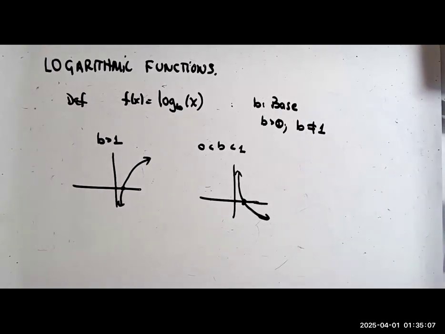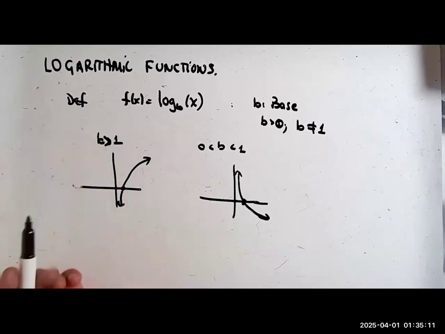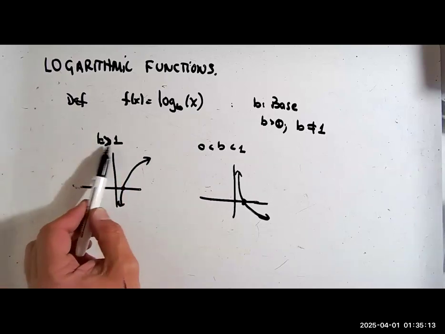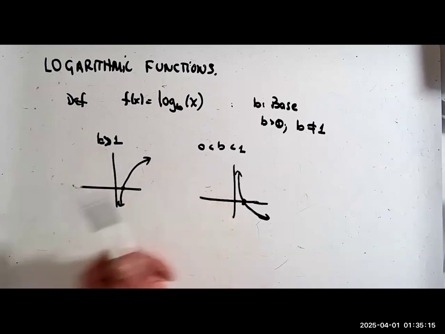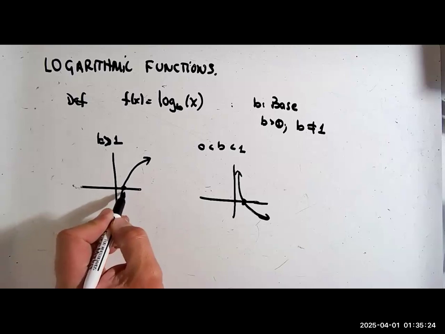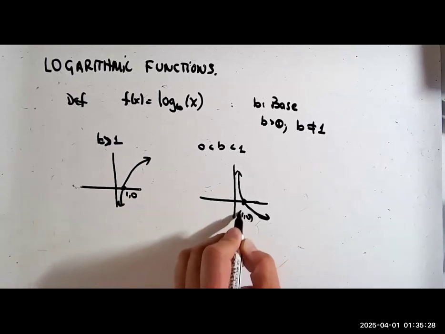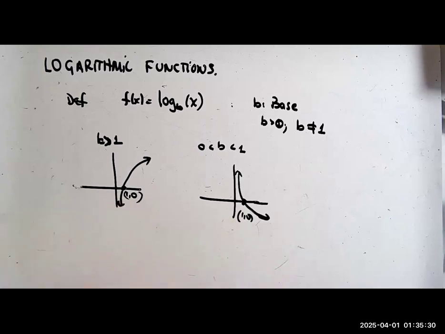As in the exponential, we have the same issue with the logarithmic function. b can be greater than 1 or between 0 and 1. If it's bigger than 1, it looks like this. If it's between 0 and 1, the function always looks like that. This guy always passes through the point 1, 0.